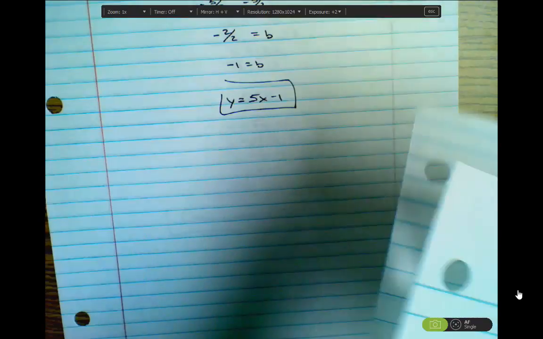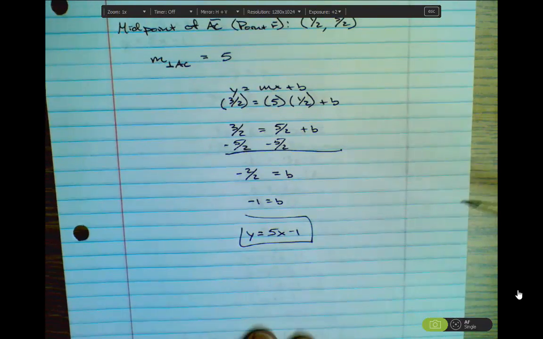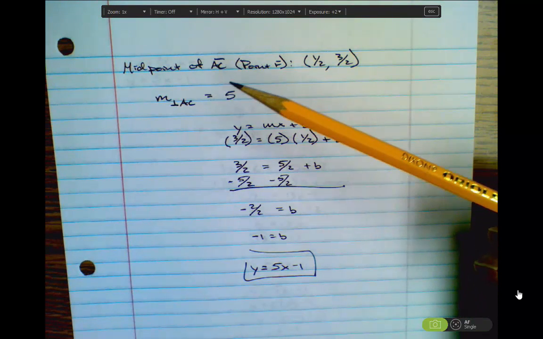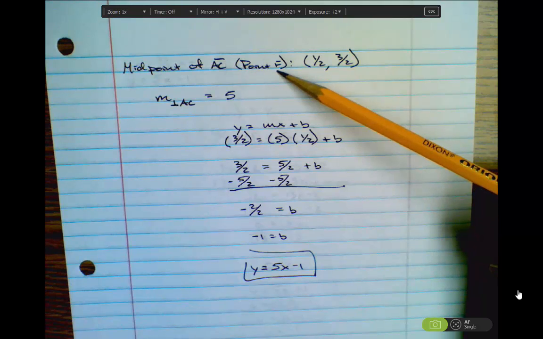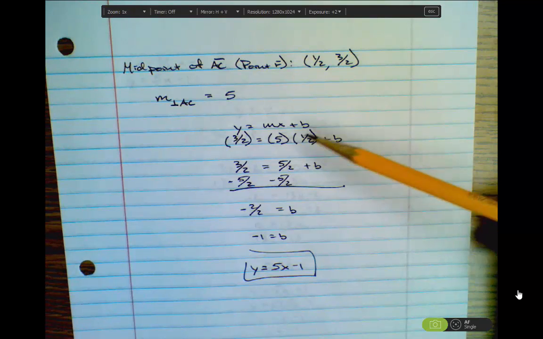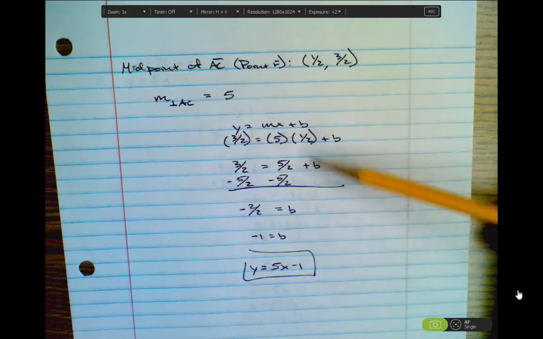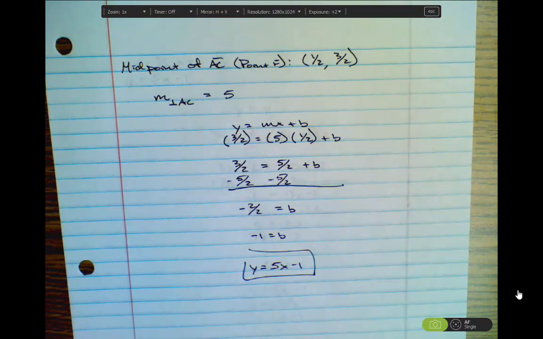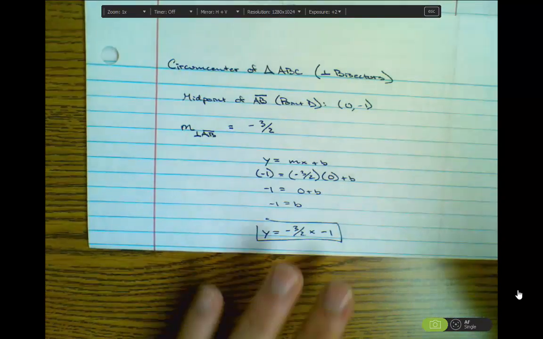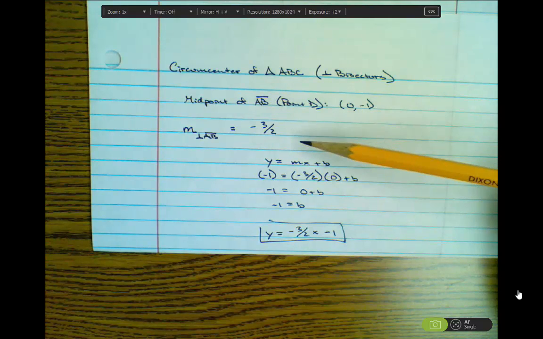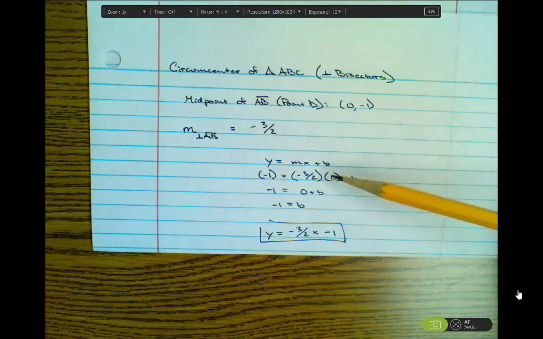Okay. For the circumcenter, what we're going to do is find the perpendicular bisector of AC. First we found the midpoint, and we found the slope that's perpendicular to AC. I plug in the slope and the x and y value of the midpoint, and then I solve for b. So my equation here would be y equals 5x minus 1. I would also find the perpendicular bisector of segment AB. Again, we already calculated the midpoint and the perpendicular slope to AB, so I plug in the information and get my equation.